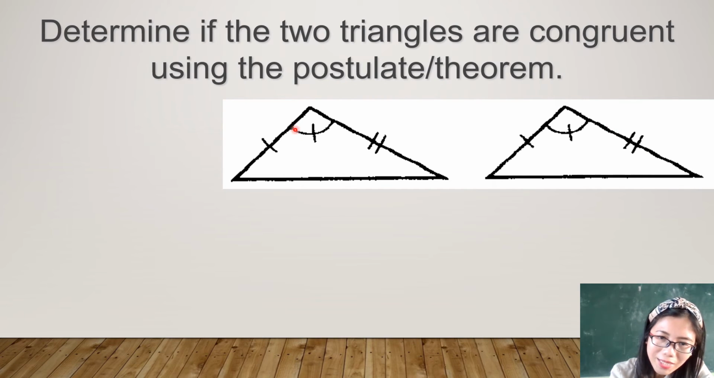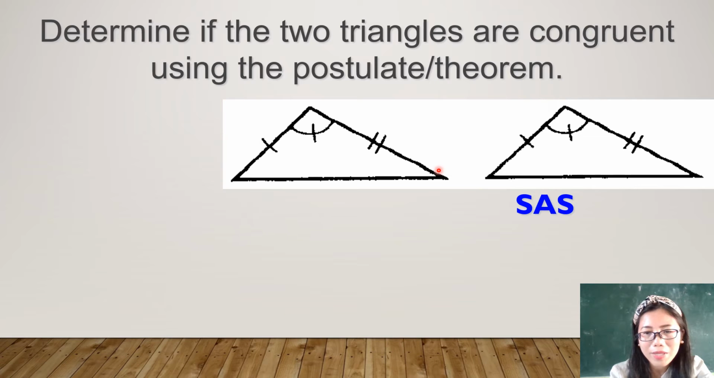And notice this angle is an included angle. Why? This is the common angle for the two consecutive sides. Also this is an included angle. So from these two triangles, we can say that the two triangles are congruent. Why? Because it's side, included angle, side, or that is the SAS Congruence Theorem.